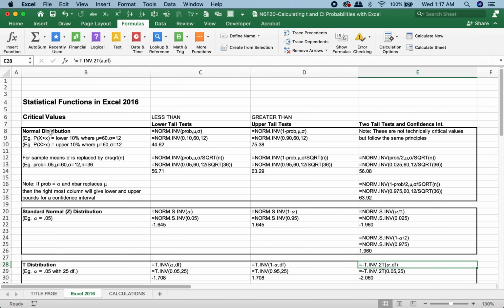When you're looking for a critical t value, we use a T.INV.2T, the two-tailed inverse. And then what you do is you put in the whole alpha, not alpha over 2, and your degrees of freedom. So it's a little goofy. We could use either one of these ones here to get the upper and lower bounds, but this also will do it for you. And so let's take a look at how that works here.